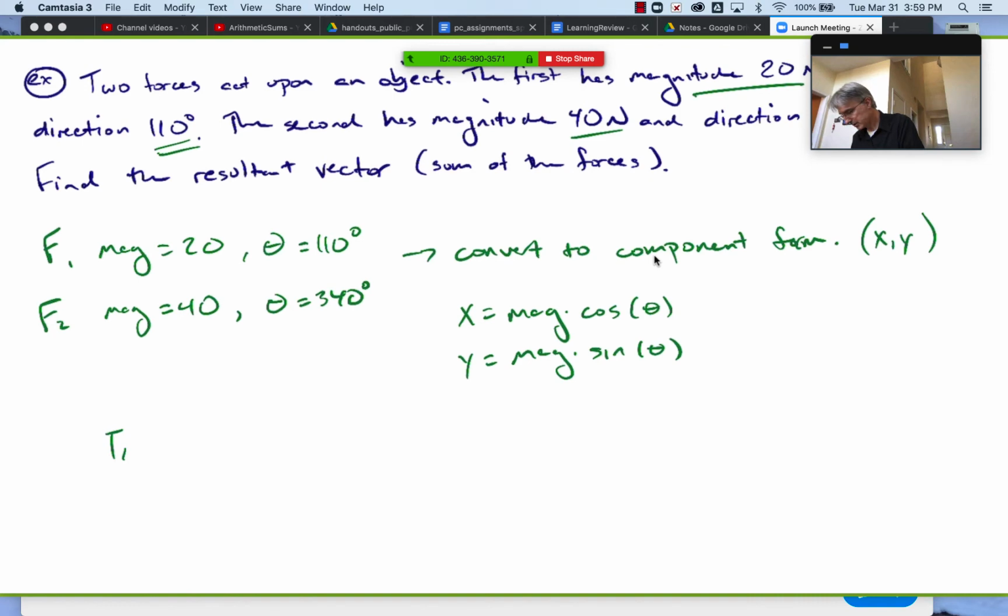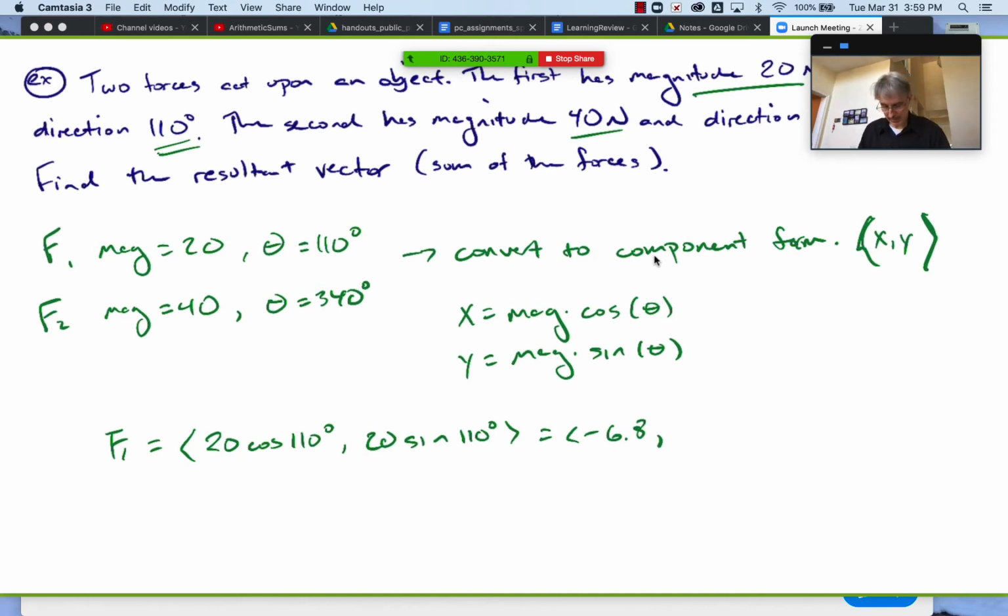So here, force 1, I'm going to write it, and I'll use sort of brackets instead of parentheses here. It'll be 20 times the cosine of 110 degrees, comma 20 times the sine of 110 degrees. And obviously we'll need a calculator to do that. 20 cosine 110 is negative 6.8. And then 20 sine 110, 18.8. And I'm just going to do a quick check. X is negative, y is positive, and that corresponds with 110 degrees being in the second quadrant.